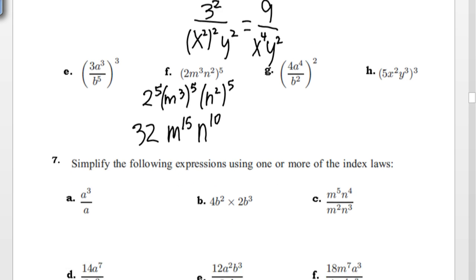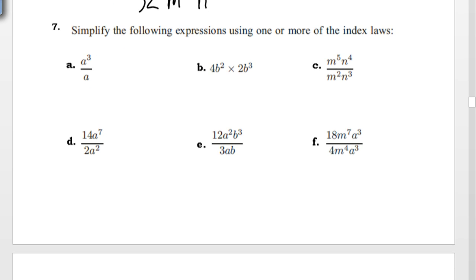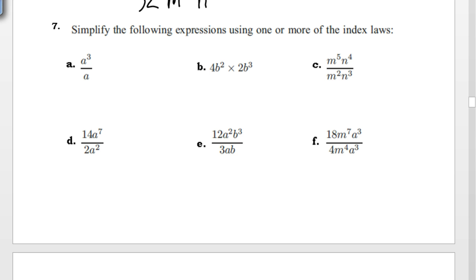And number 7, we'll do 1 from number 7, and I will do letter E. So we're going to look at the coefficients. We have a 12 on top and a 3 on bottom. Those we're going to divide just like regular old arithmetic. So 12 over 3 is 4.